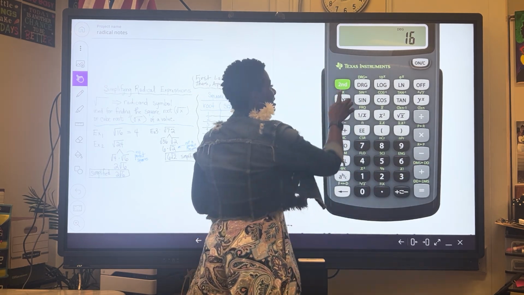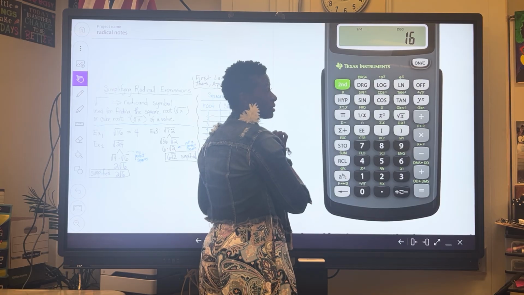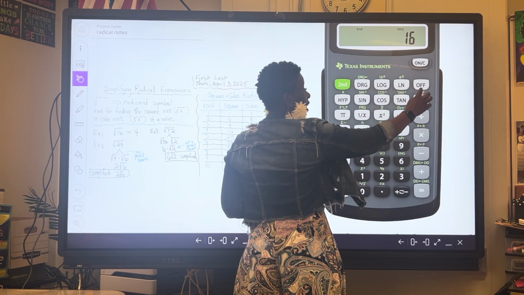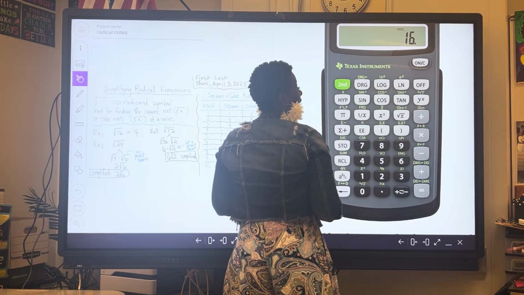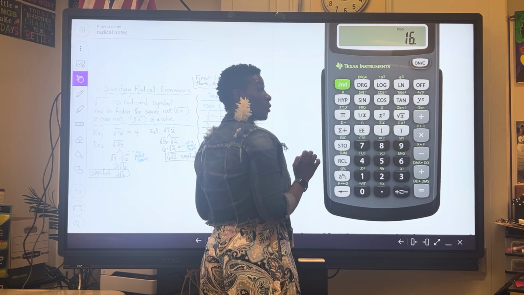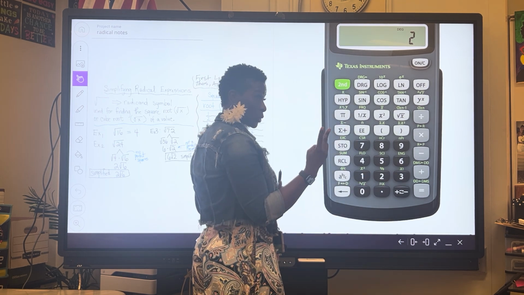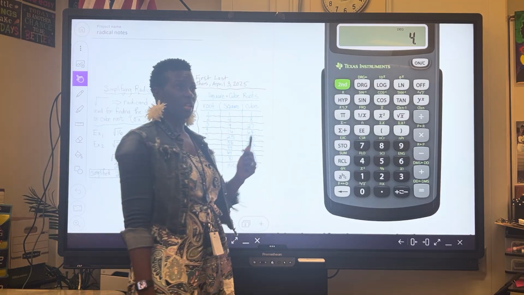16. Second. Y to the X key because you want what's above it, right? 2. Excellent. Because I'm taking the square root, right? And then you hit equal. And then it gives us the 4.